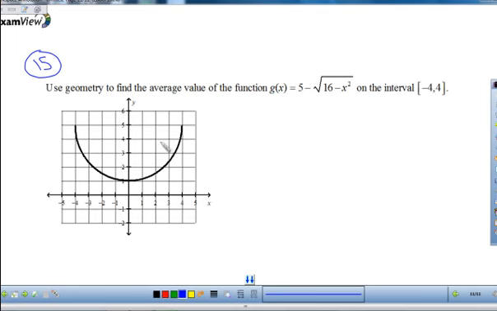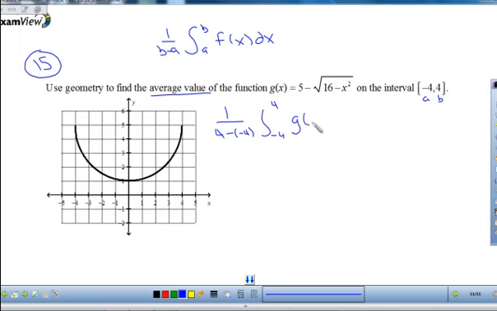Okay, so let's look at 15. Use geometry to find the average value of the function. Okay, so remember that the average value is 1 over b minus a, times the integral from a to b of f of x dx. So here's a and here's b. I'm going to have 1 over 4 minus negative 4, times the integral from negative 4 to 4 of g of x dx, which is this. And this is just finding the area under the curve from negative 4 to 4. So if we find the area under the curve from negative 4 to 4, we're looking at this area. So we're going to have 1 over 8.